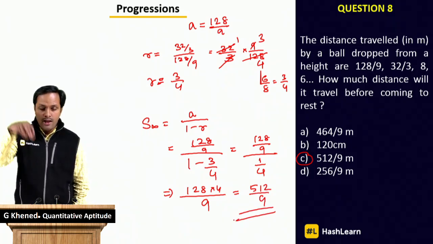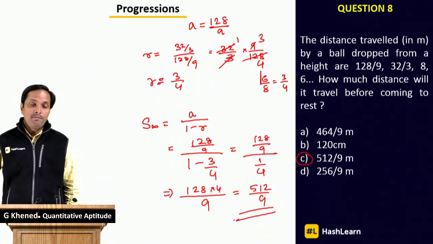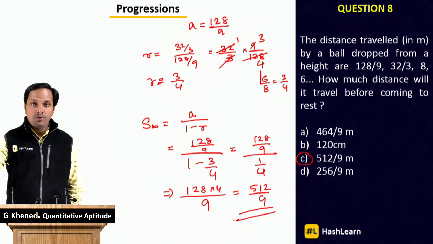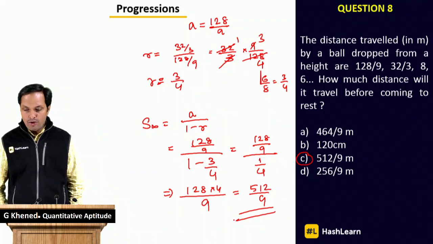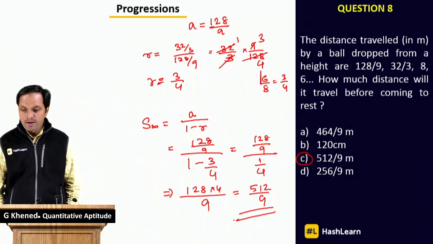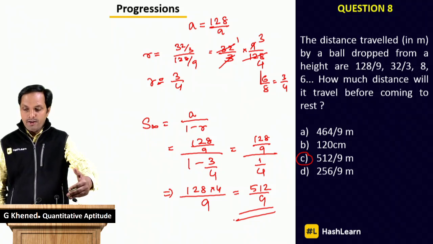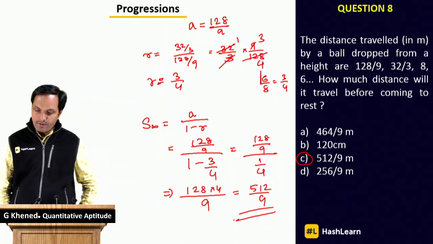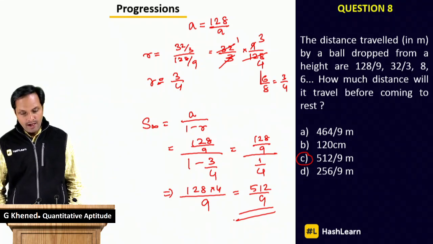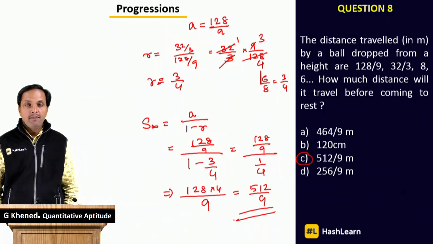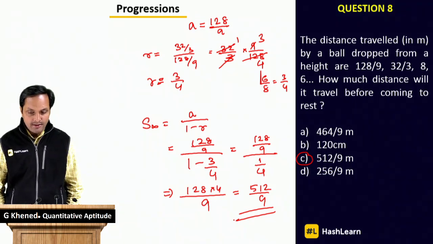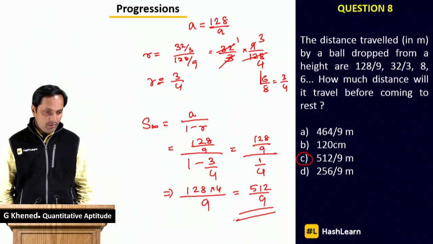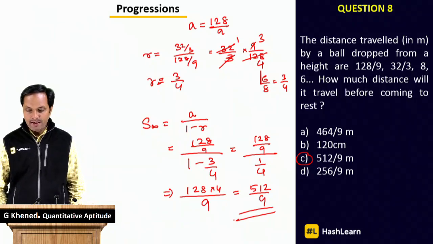Okay. So what happens when you drop a ball? You know that it will cover the distance and it stops after a long time, and the height becomes 0. So it is infinite jumps that it is going to do. You take the formula S infinity = a/(1 - r), where a is the first term and r is the common ratio. Use the S infinity formula, and you will get the final answer.